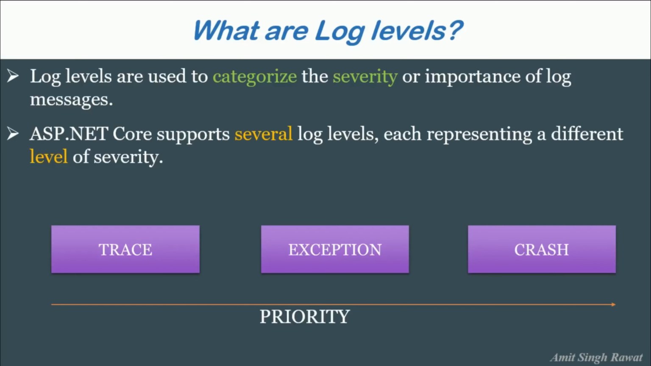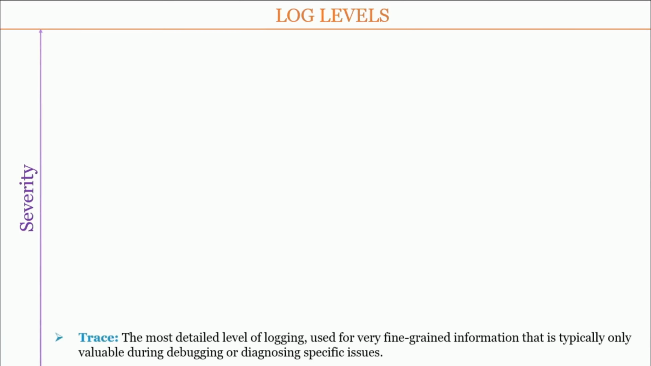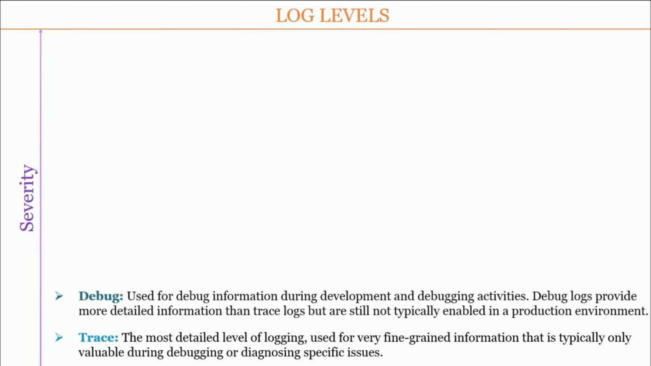Let's quickly see what are the different log levels, or you can say different categories or different severity levels provided by Microsoft in ASP.NET Core applications. The log levels available in ASP.NET Core in increasing order of severity are trace, the most detailed level of logging, used for very fine-grained information that is typically only valuable during debugging or diagnosing specific issues. Next is debug, used for debugging information during development and debugging activities. Debug logs provide more detailed information than trace logs, but are still not typically enabled in a production environment.